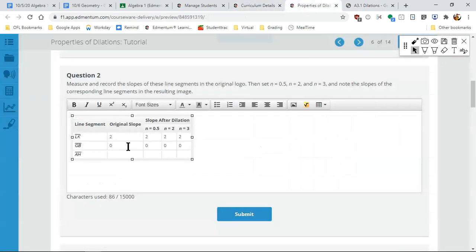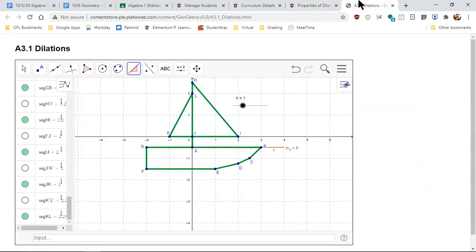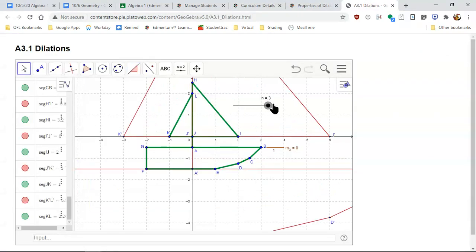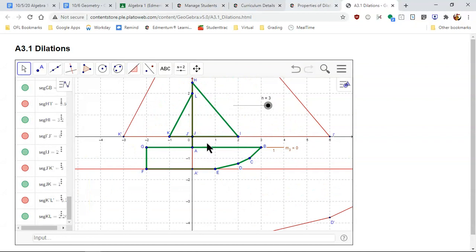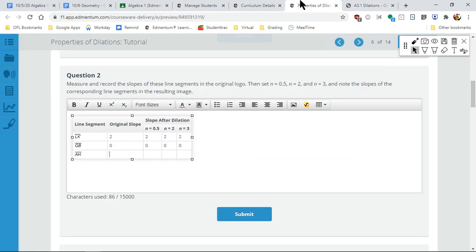So what we're going to do for these is we're just going to say it's undefined because even if we change the scale factor, it's still undefined. It's still a vertical line. It doesn't change. It doesn't even move. This one at least moved, but the line's still the same. So we're just going to say undefined.